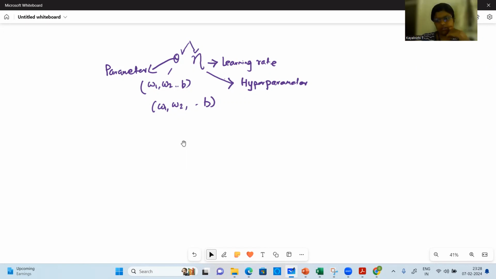Figured out by the algorithm. Exactly. Let's come to eta, the learning rate. I'm a machine learning engineer. Is eta determined by the algorithm, or is that something that's supplied by the machine learning engineer? Supplied by the machine learning engineer. Exactly, that's the difference. So eta is an input to the ML model.